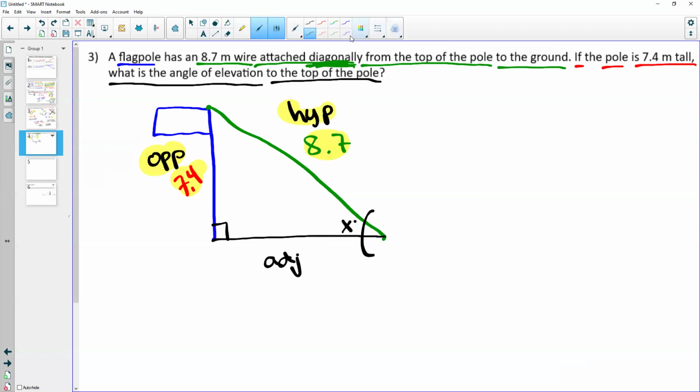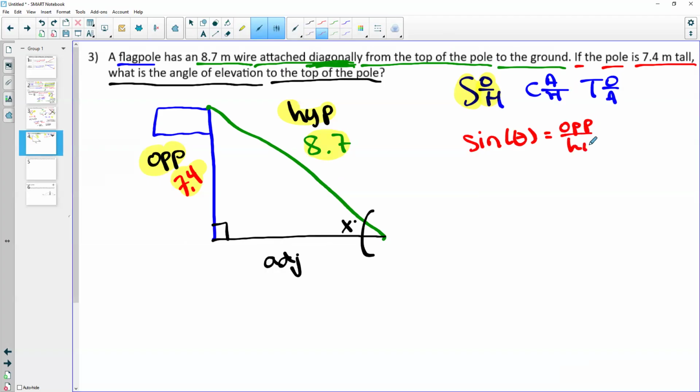So looking at SOHCAHTOA, we're working with the hypotenuse and the opposite. Which one has hypotenuse and opposite? This one, sine. So if we're going to set this up, let's go ahead and write out our ratio for sine. It's sine of theta is equal to, well, opposite over hypotenuse.